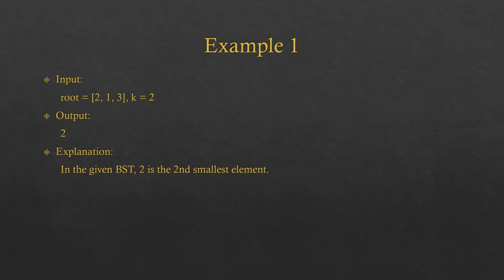Let's look at an example. Given the BST 2, 1, 3 and k equals 2, the second smallest element is 2. We can see that the tree is already sorted in ascending order and 2 is the second value in this sorted list.